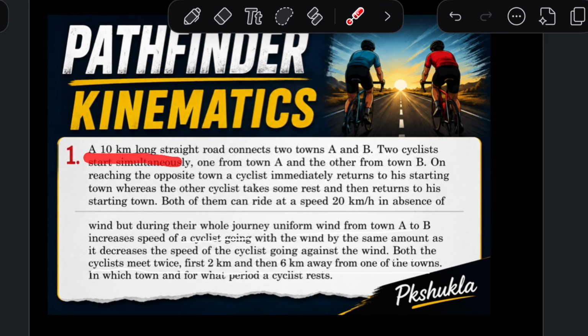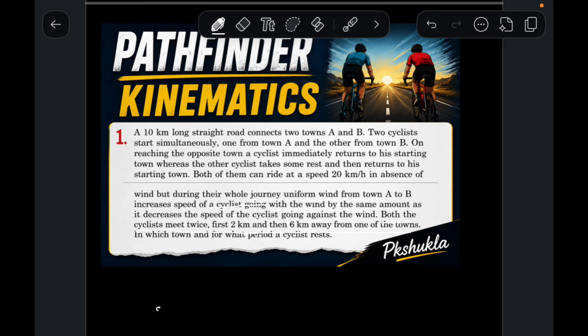A 10-kilometer long straight road connects two towns A and B. So there are two towns A and B, and there is a straight road connecting these towns. It's 10-kilometer long. Two cyclists start simultaneously, one from town A and the other from town B.